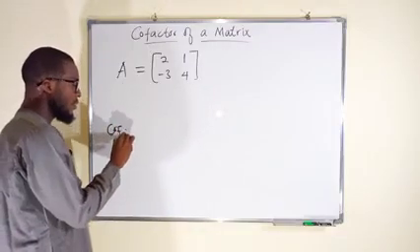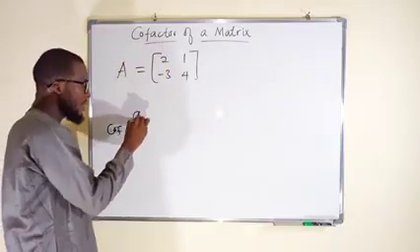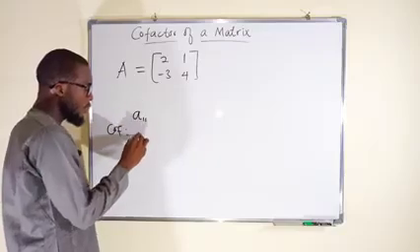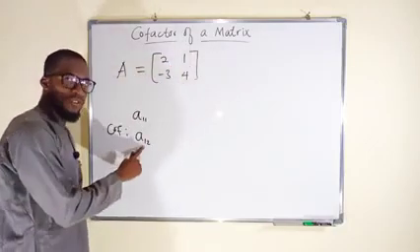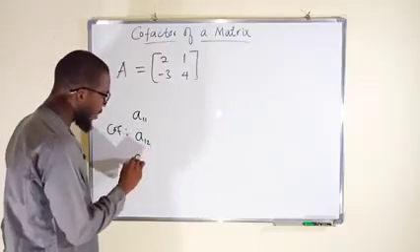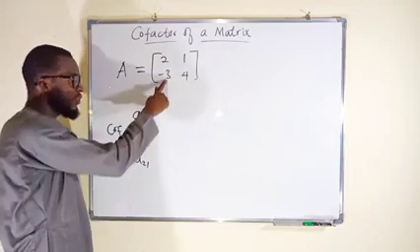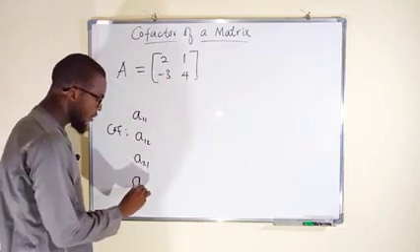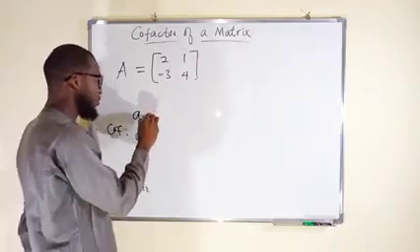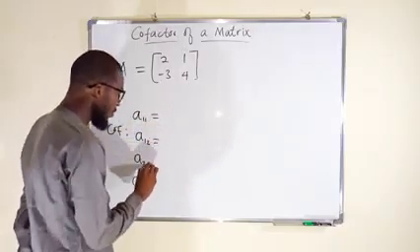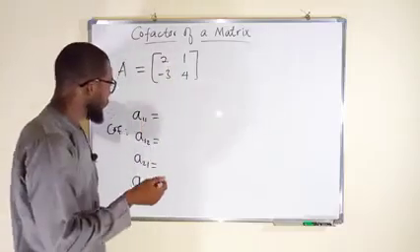We have the cofactors. We have first row, first column element is denoted by A11. We have A12 for this one, that is the first row, second column element. We have A21, second row, first column, which is this one. And lastly, we have A22, that is the second row, second column element. Okay, we're going to find their corresponding cofactors, then we replace them back.